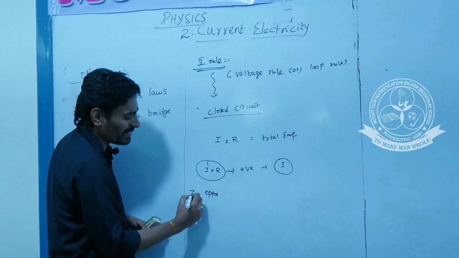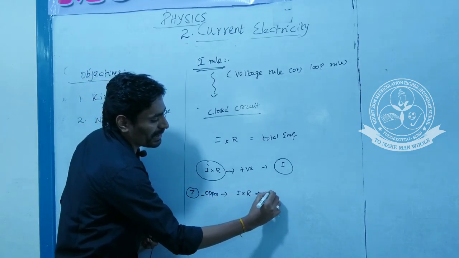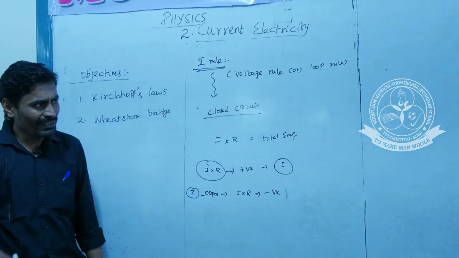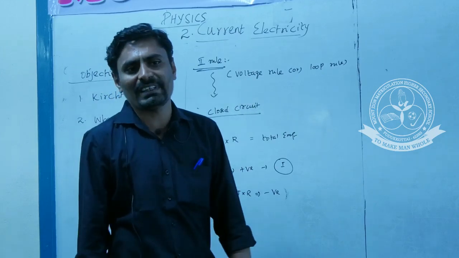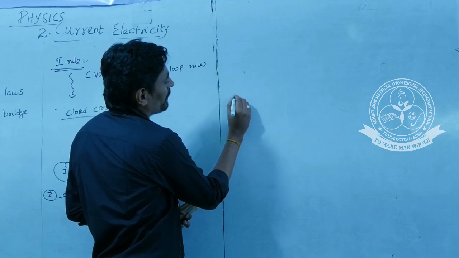When the direction of current is opposite, the product of I and R is taken as negative. So what is the direction of EMF? The direction of EMF we calculate.